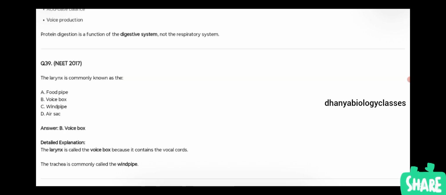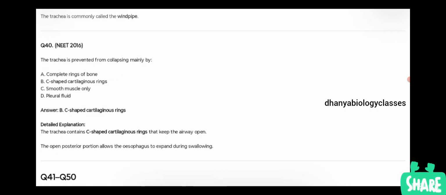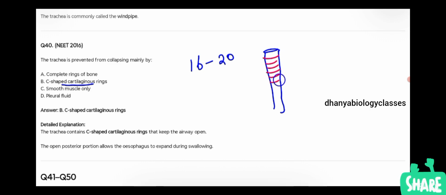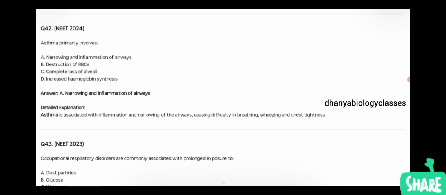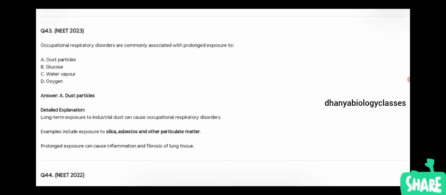The larynx is commonly known as what? Voice box. The trachea is prevented from collapsing mainly due to C-shaped cartilaginous rings. 16 to 20 cartilaginous rings are there in the trachea. So if this is the trachea, it is characterized by the presence of C-shaped or incomplete cartilaginous rings. Okay. And this is the structure which helps in preventing collapse. Which respiratory disorder is associated with destruction of the alveolar wall? That is emphysema. Asthma primarily involves narrowing and inflammation of airways. Occupational respiratory disorders are commonly associated with prolonged exposure to dust particles.